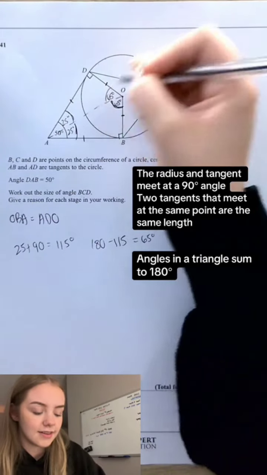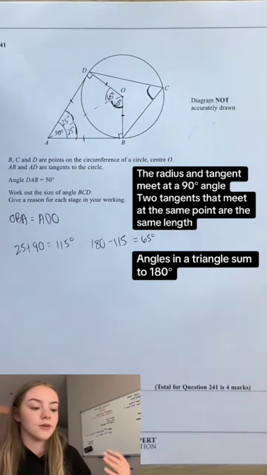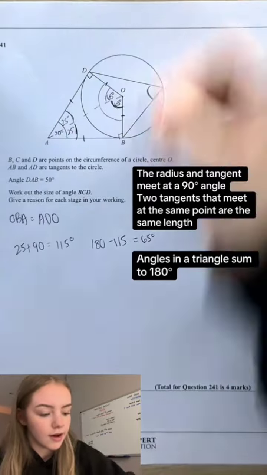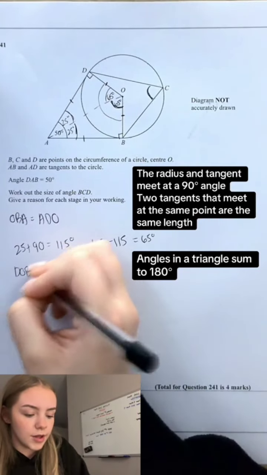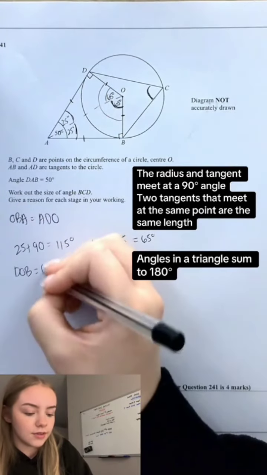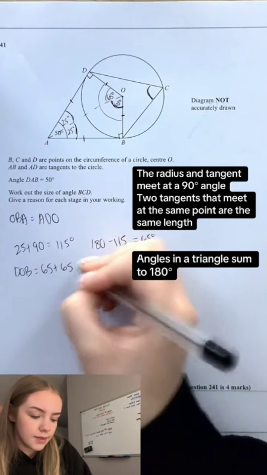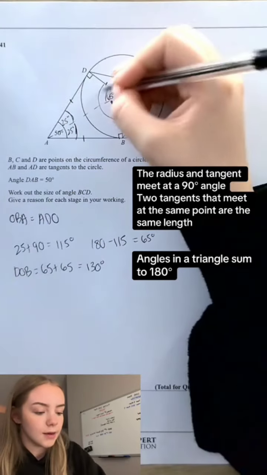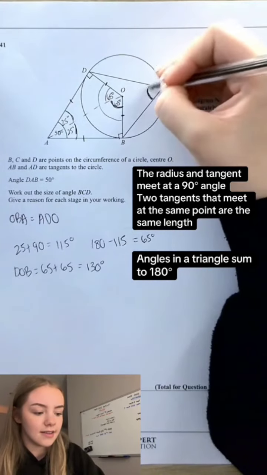And this angle is 65 degrees because angles in a triangle sum to 180. Now if we look at the total angle that we've got here, we'll just call this angle DOB. That is 65 plus 65, which is 130 degrees.